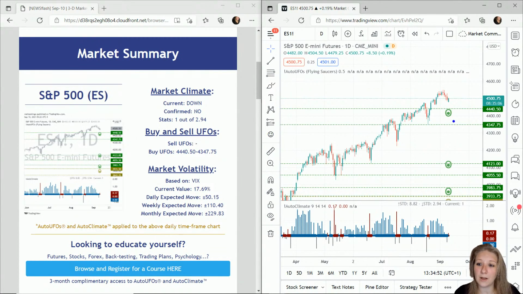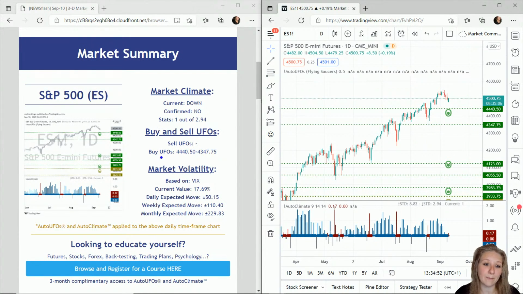Now, in terms of buy orders, we have buy orders here at 44.40.50 to 43.47.75. If price were to come down and hit these, we would expect price to go up from there. But obviously at the moment, we're a little bit far away, unlikely to hit it today.